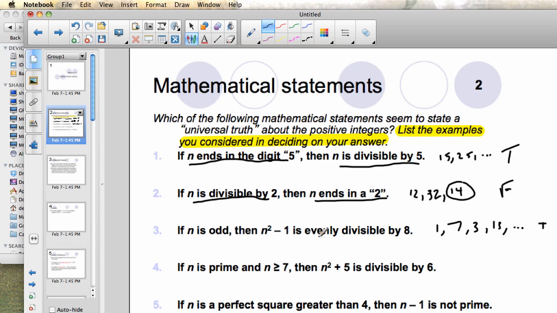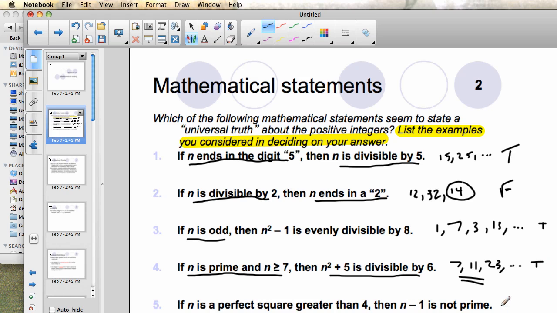But notice that for every example you're trying, you're choosing numbers that satisfy the hypothesis, and then for each one, you're checking to see if the conclusion is true. Similarly, for number 4, you might try 7 or 11 or 23. You're trying examples that satisfy the hypothesis, and then for each example, you're checking the conclusion. But you're not really considering the conclusion as you pick your numbers to check. You're only considering the hypothesis, and then with that example, you're checking the conclusion. So just be aware of the way you're thinking about it. So we believe this is also true.